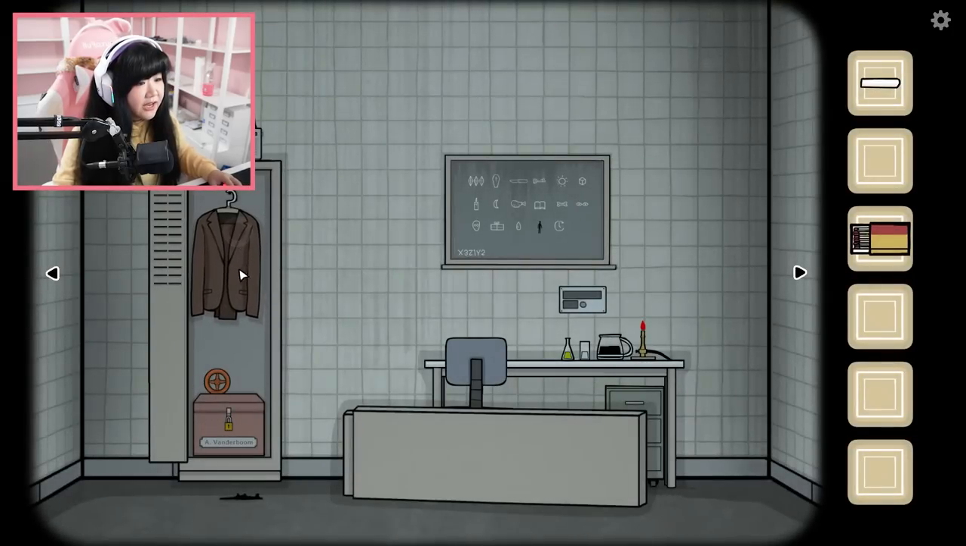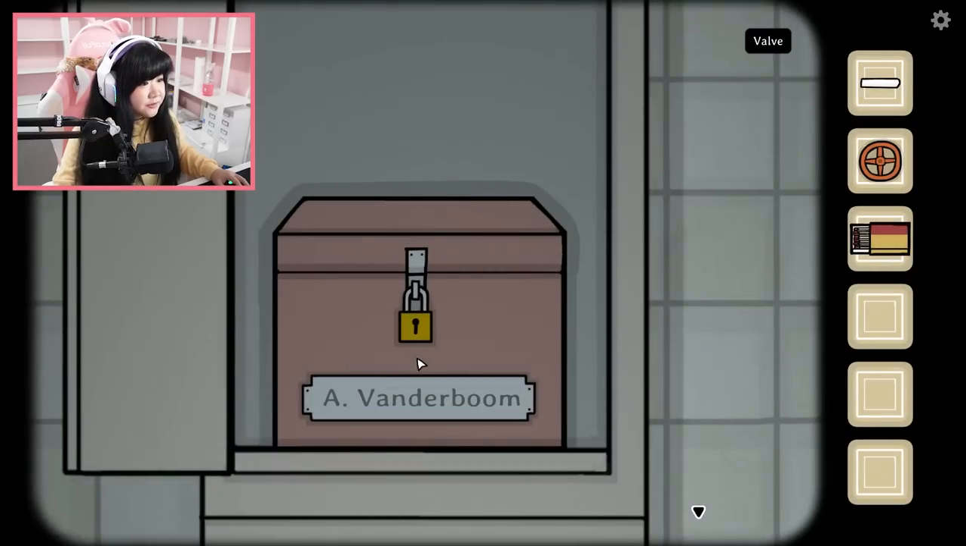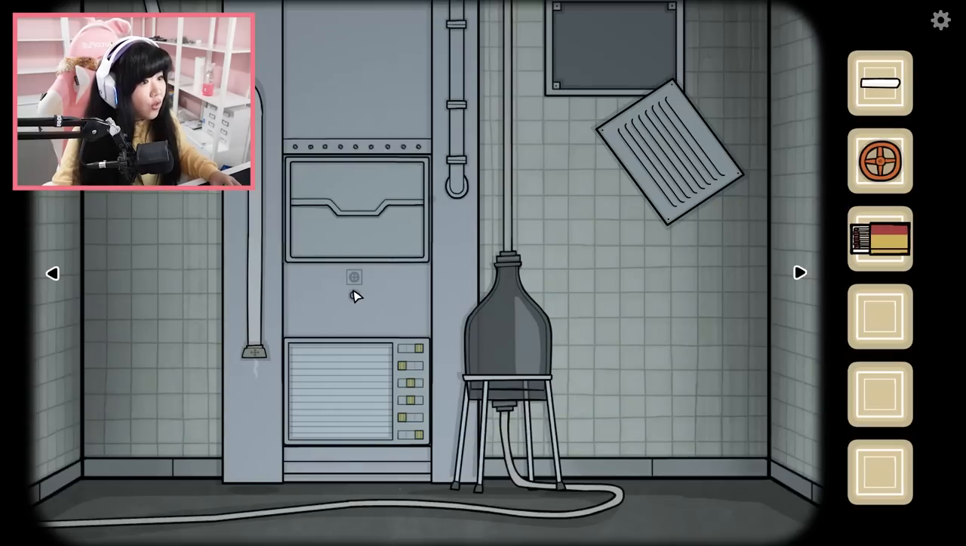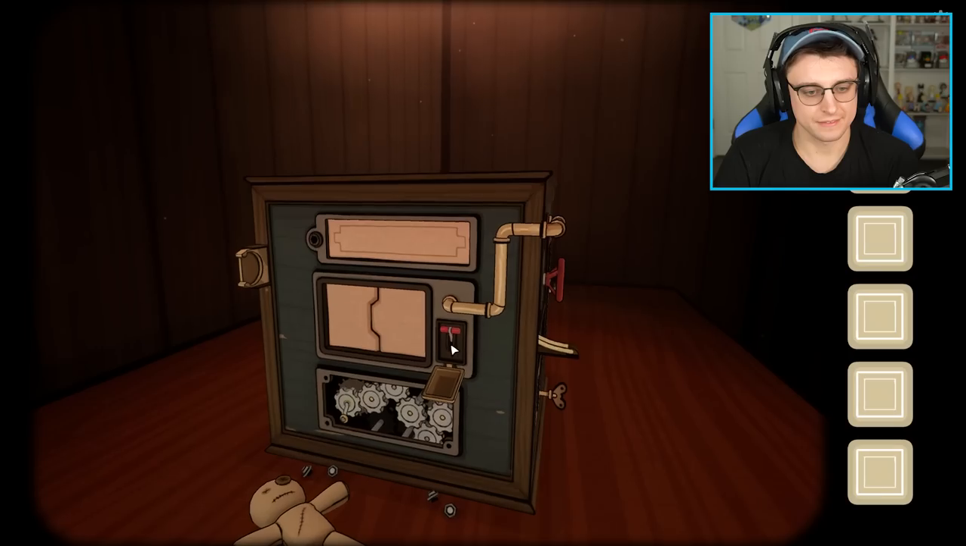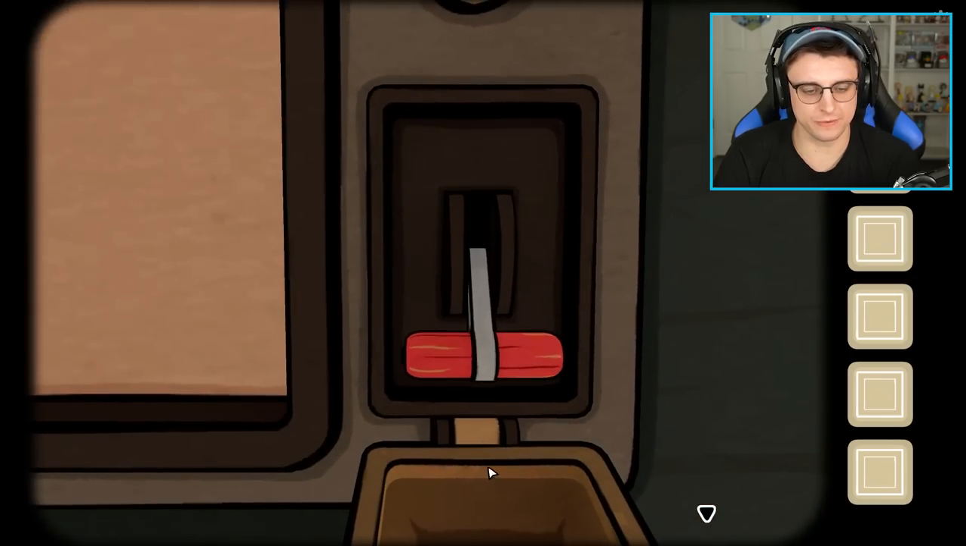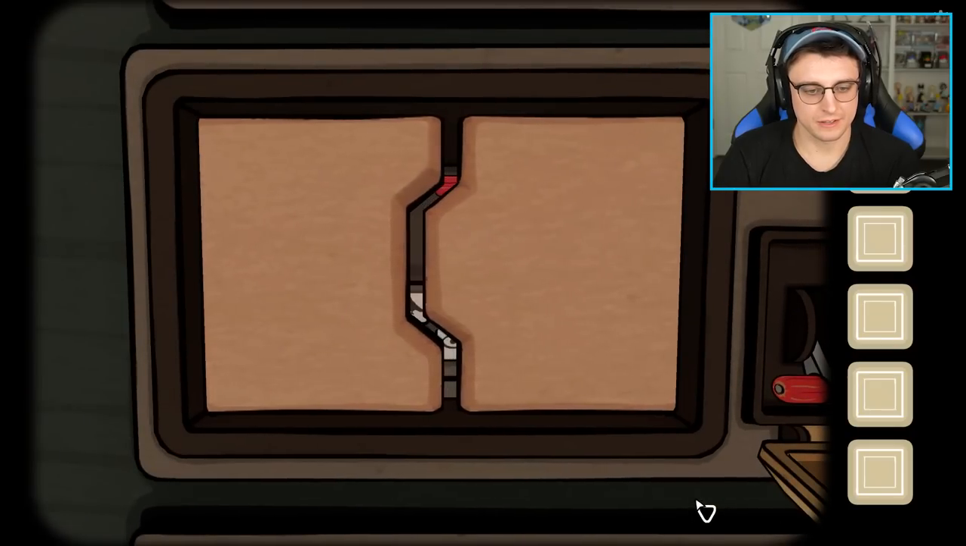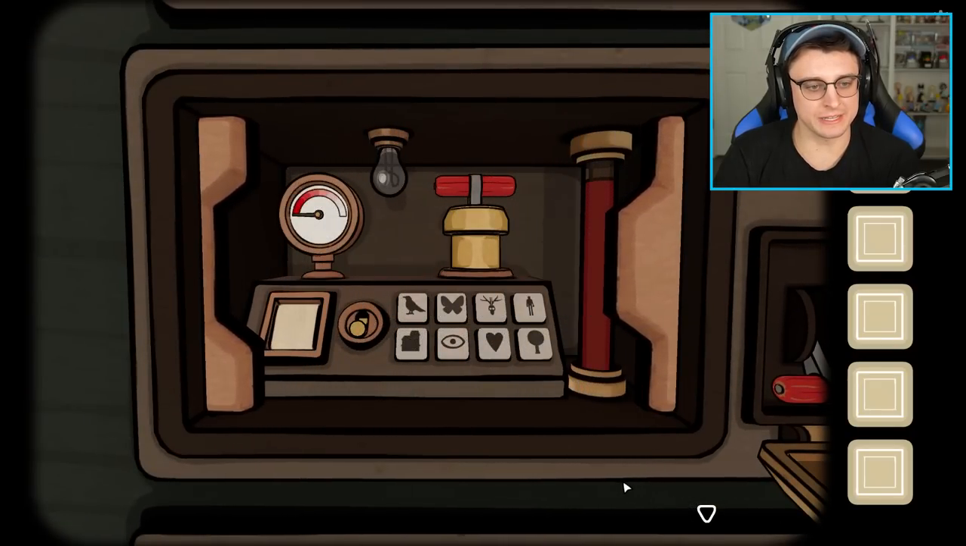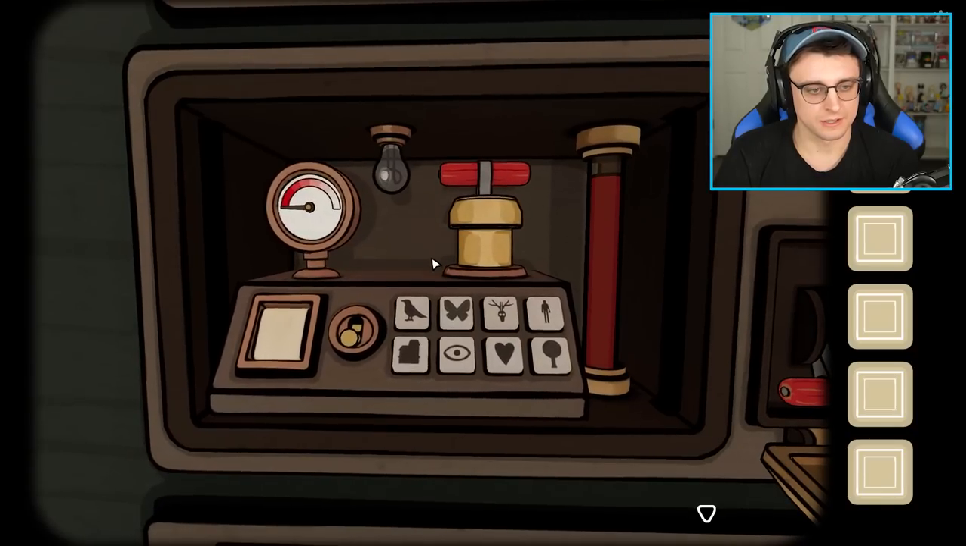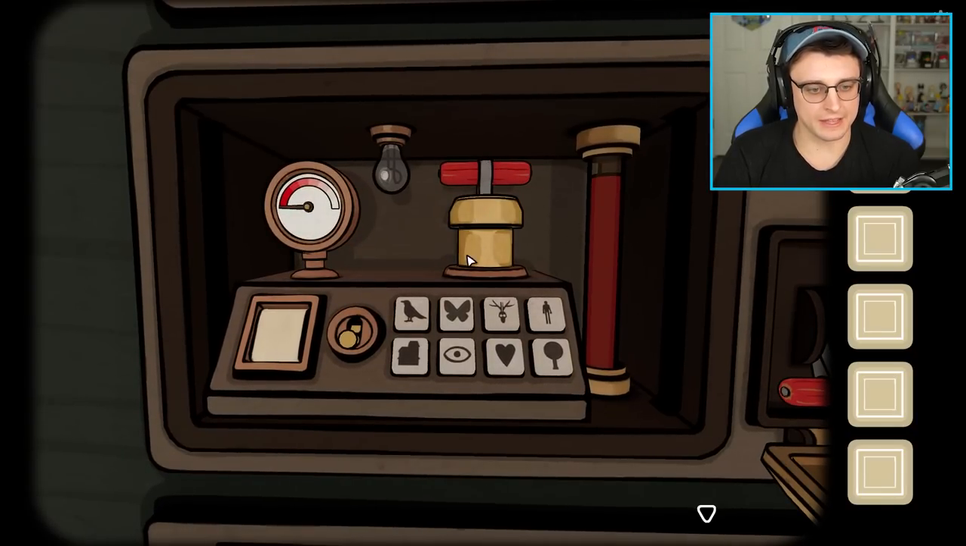All right, so I have a valve. And then I need a key to open this Vanderloom chest. Oh, I know where it is. Okay. Oh, I think I got a switch that wasn't open before. Let me flap that open. All right, so I used the valve and I have a machine. Okay, so I have something that, when I flip the switch, gives me an S.